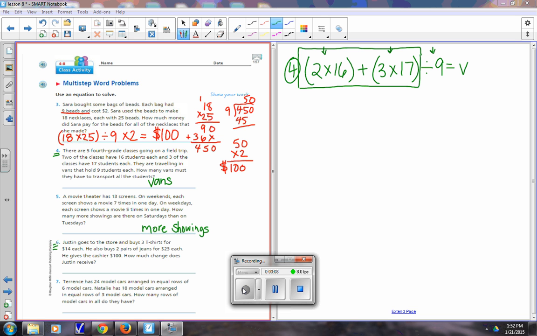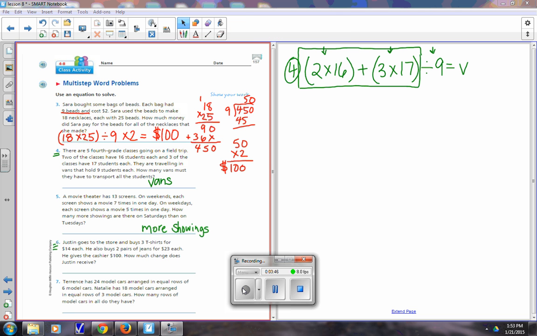Number 6. I will set this one up for you. Justin goes to the store and buys 3 t-shirts for $14 each. He also buys 2 pairs of jeans for $23 each. He gives the cashier $100. How much change does Justin receive? Well, we need to figure out how much money total he spent on t-shirts and the jeans, and then we would subtract that from the $100 to find out what our change is.